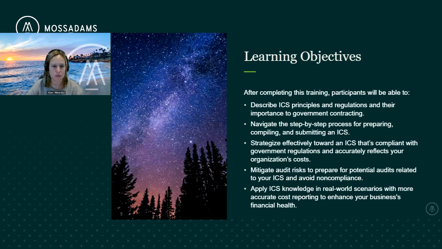As we kick off the training, I'd like to highlight some of the key learning objectives. By the end of this session, you should have a solid understanding of the principles and regulations surrounding incurred cost submissions, or ICS as they're often referred to. This knowledge is really crucial for government contractors to remain compliant and competitive. We're going to walk through a step-by-step guide on preparing, compiling, and submitting an ICS.